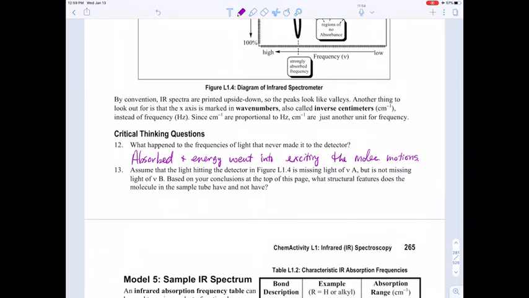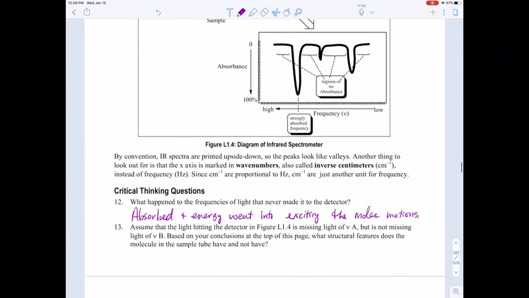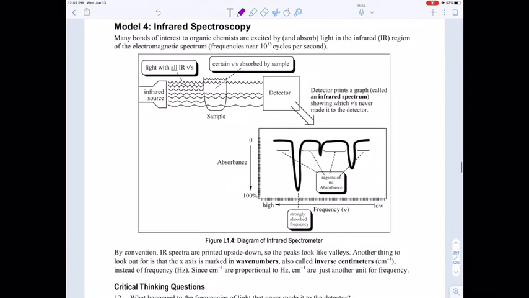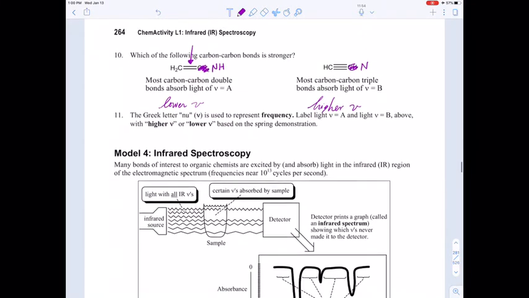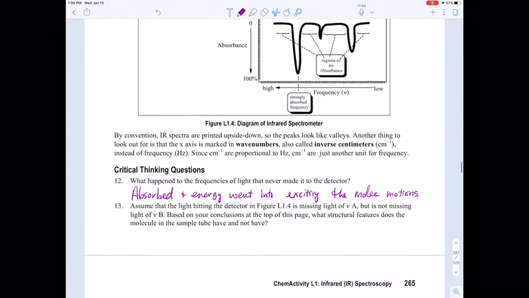Assume that the light hitting the detector in figure L1.4, that's this one right here, is missing light at frequency A, but is not missing light at frequency B. Based on your conclusions at the top of this page, what structural features does the molecule in the sample tube have and not have? So compare with what you see up here in question number 10. And hit pause if you need a little more time to think.